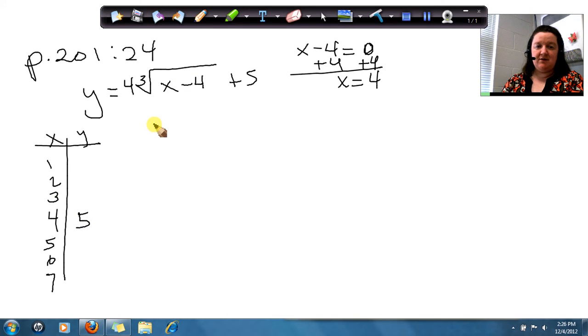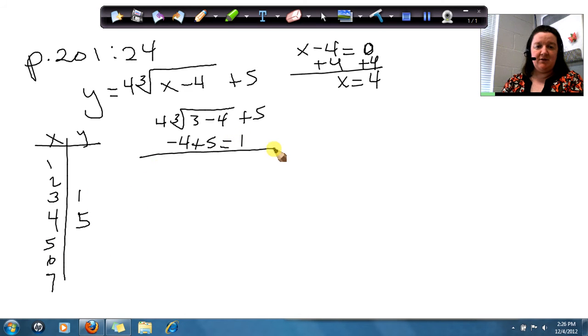Let's plug in a 3. 4 third root of 3 minus 4 plus 5. Well, that's going to give me a negative 1. So that'll give me a negative 4 plus 5. So that'll give me 1 for that value. If I plug in a 5, I have 4 third root of 5 minus 4 plus 5. That's going to give me 1. The third root of 1 is 1, so that's going to give me 4 plus 5. That gives us 9.